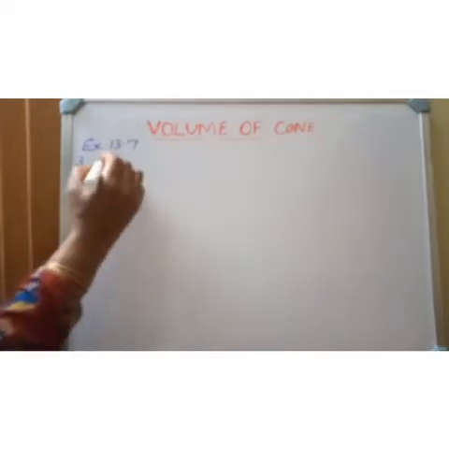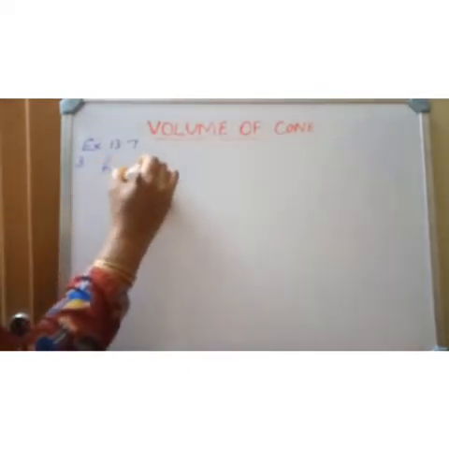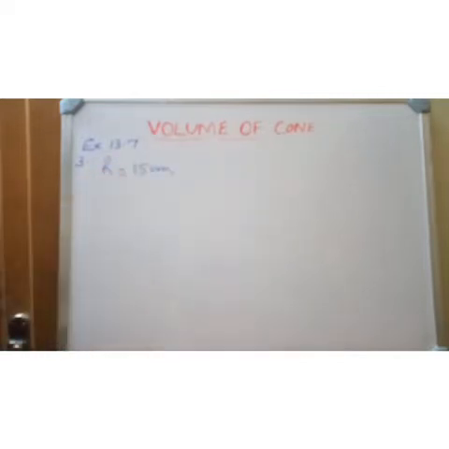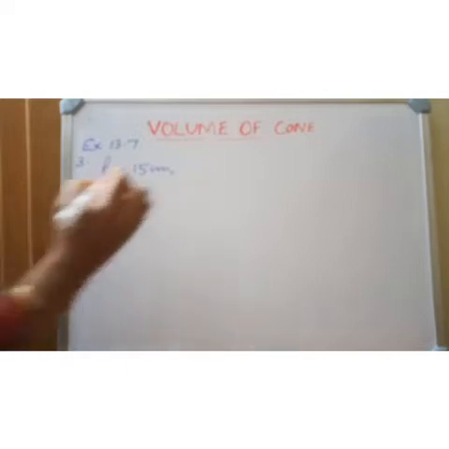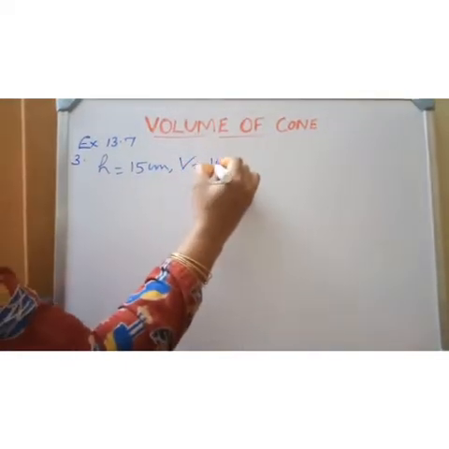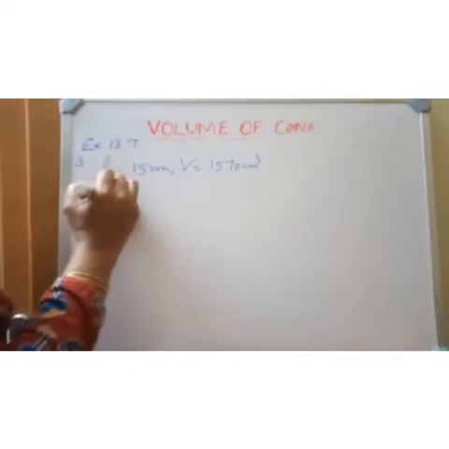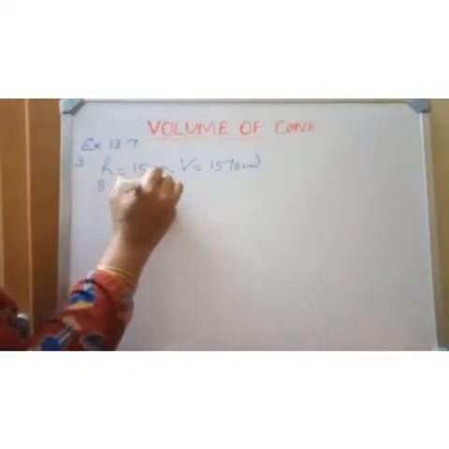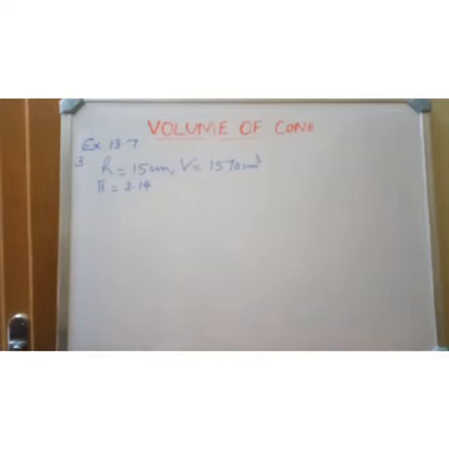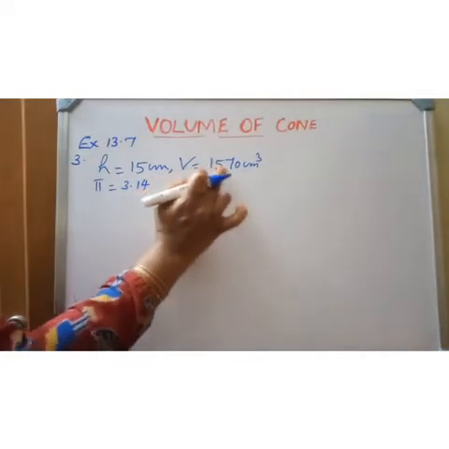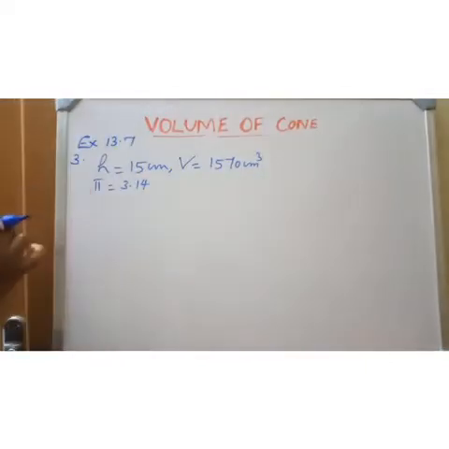Height is 15 centimeter. H is equal to 15 centimeter. Then volume 1570 centimeter cube. And the pi value is given in this question as 3.14. Using these three values, we have to find out the radius of the cone, isn't it? So, volume is given as 1570 centimeter cube.